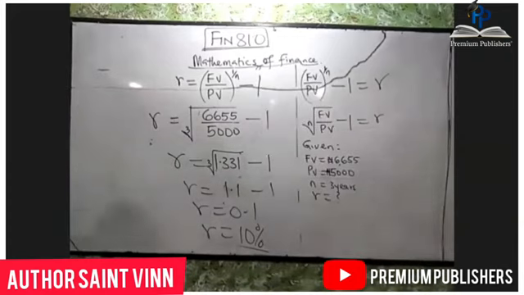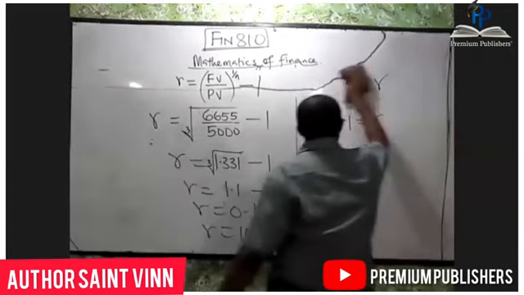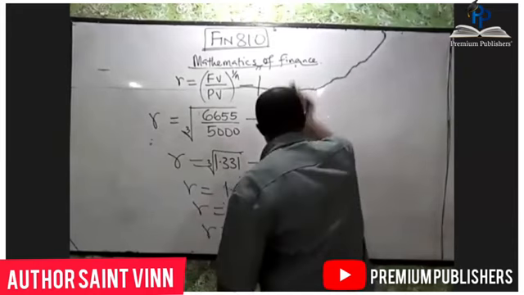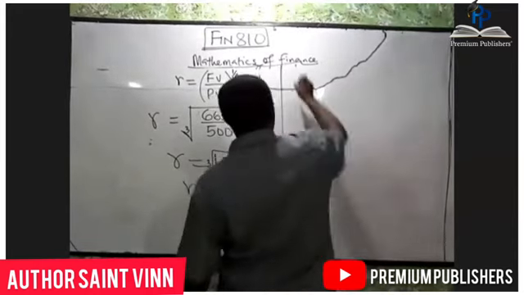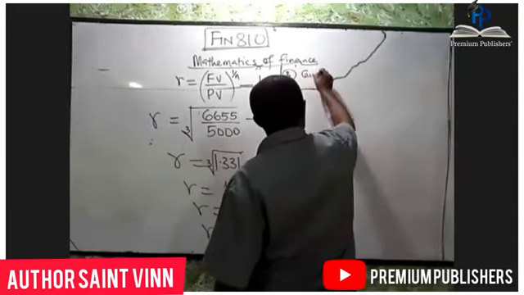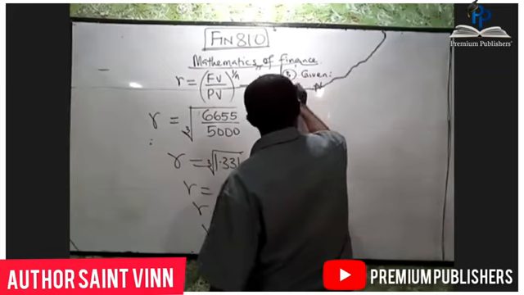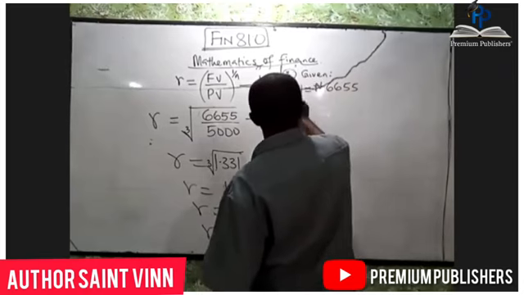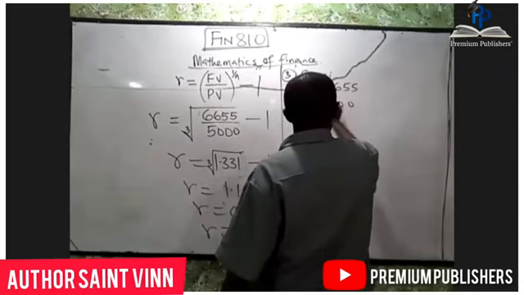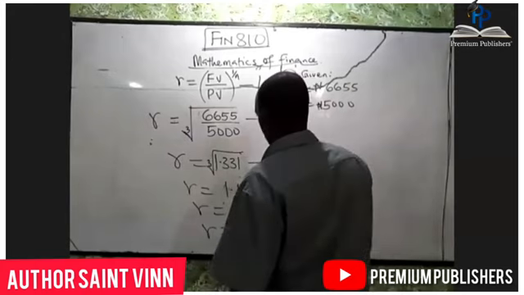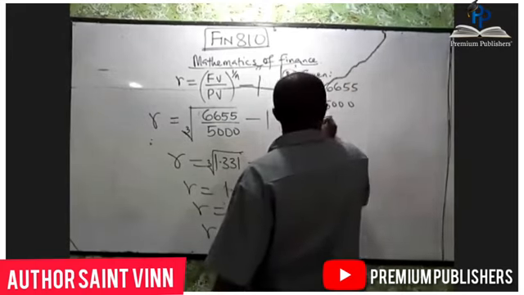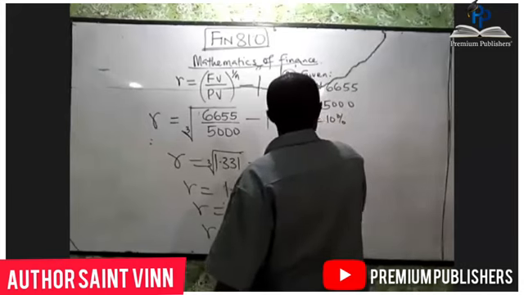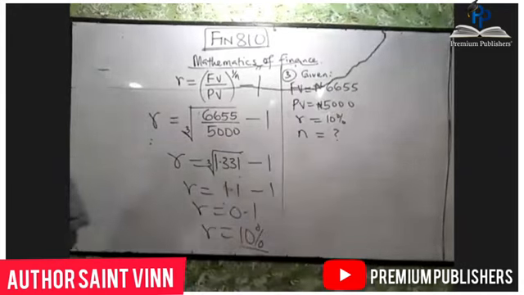So for the third question, let's see how the third question will look like. In the third question, we are given that same thing, future value, 6655, I believe. Present value is also 5,000 naira. Our rate is 10%. Number of years, we don't know. And the question says we should find the number of years.